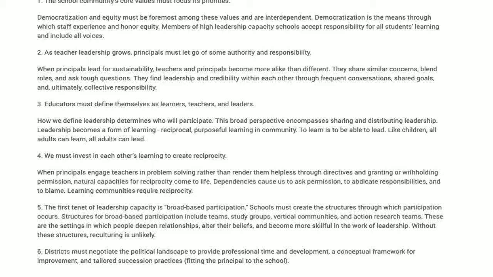Number 1, she looks at the school community's core values. Second, she looks at teacher leadership alongside principal leadership. Third, she looks at educators and the need for them to define themselves. Fourth, she looks at the imperative to invest in each other's learning within the school. Fifth, she looks at broad-based participation as a tenet of leadership capacity. And finally, the 6th one, she looks at the political landscape as essential for leadership capacity to flourish.